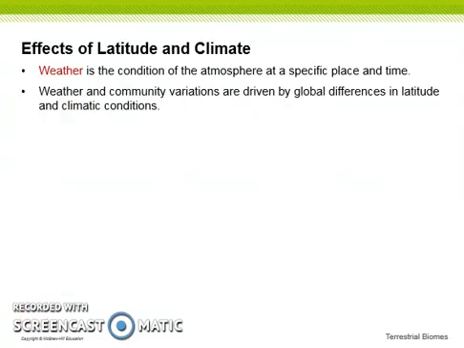Today, this is lesson 3.2, and we're discussing terrestrial biomes. So this is lesson 3.2, and at the top of that, you need to write effects of latitude and climate, and follow the next two bullet points. Weather is the condition of the atmosphere at a specific place and time. Weather and community variations are driven by global differences in latitude and climatic conditions.